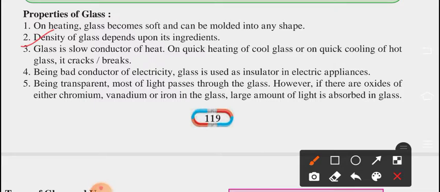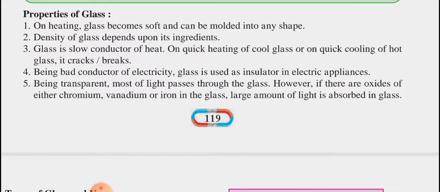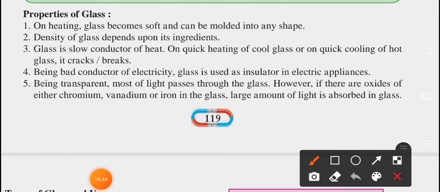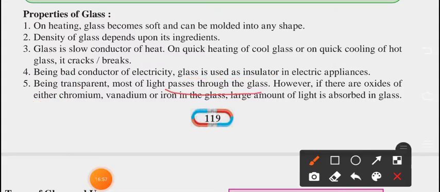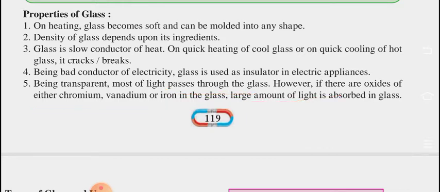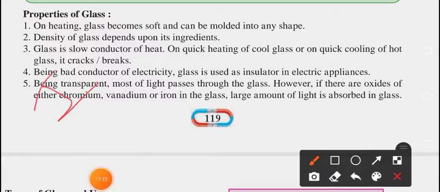Glass is a slow conductor of heat. On quick heating of cool glass or quick cooling of hot glass, it cracks and breaks. Obviously, we all know that if you heat it a lot, then glass can break. Being a bad conductor of electricity, glass is used as an insulator in electric appliances. Being transparent, most of the light passes through the glass. However, if there are oxides of chromium, vanadium, or iron in the glass, a large amount of light is absorbed by it. So all these are the important properties of glass.